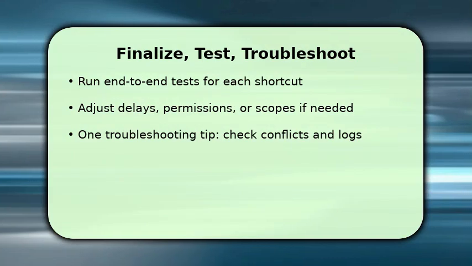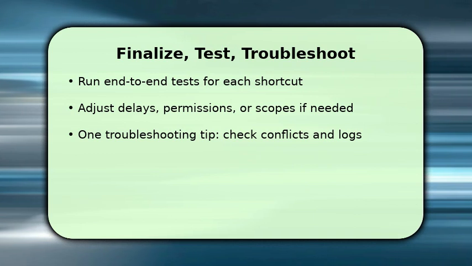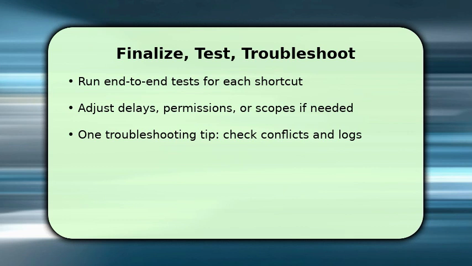You finish by running systematic tests. Open the target apps and trigger each shortcut to verify expected results. If something lags, adjust built-in delays or grant additional permissions so automation can control apps reliably. Make sure to export or back up your shortcut config for recovery.